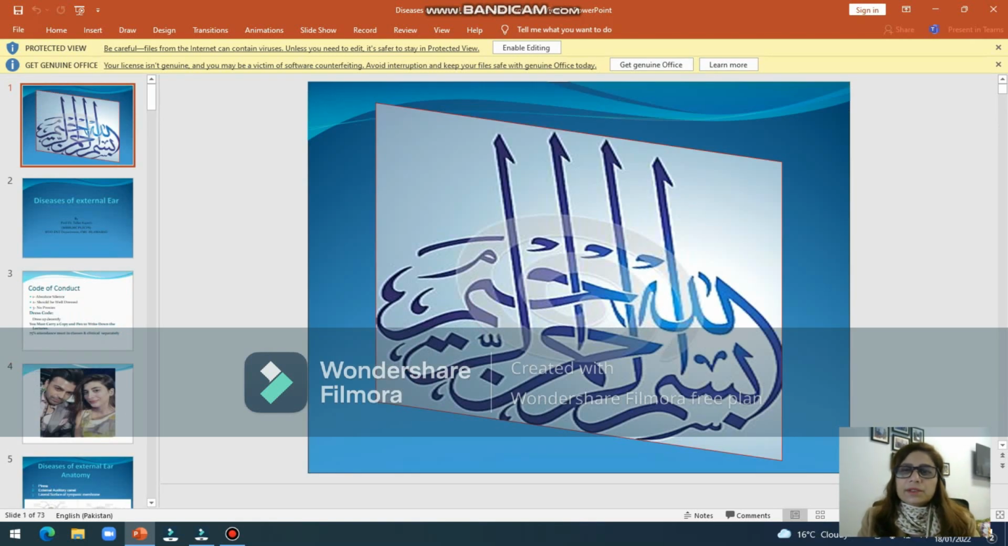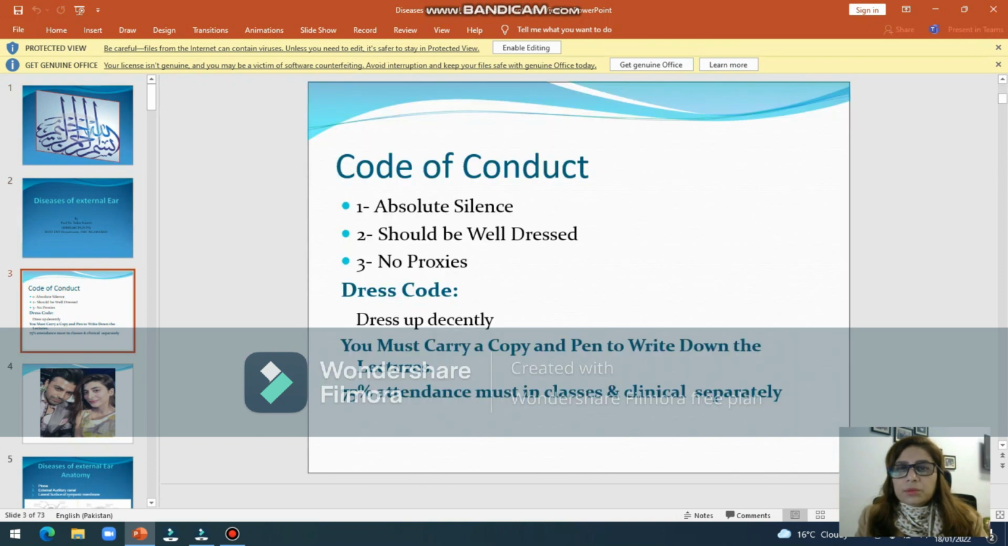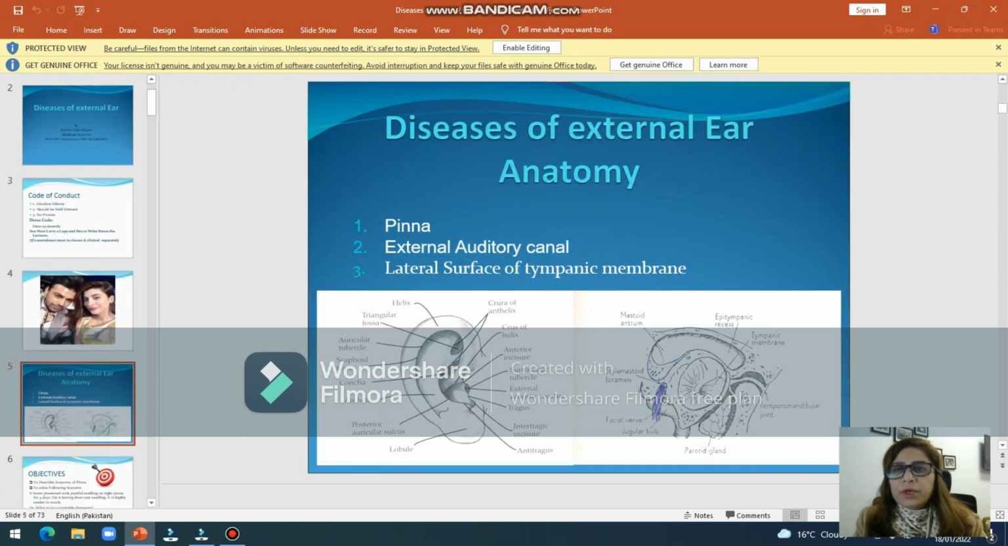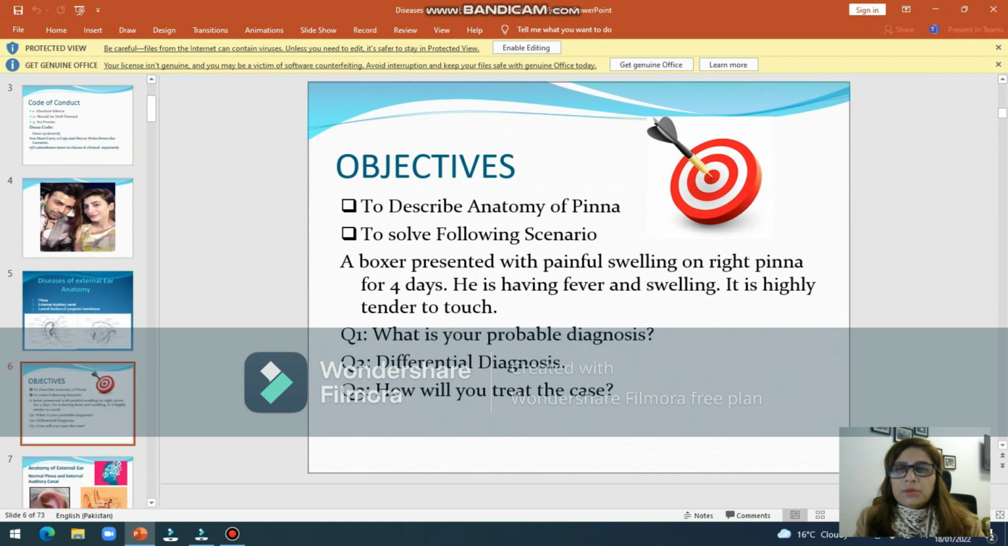Bismillahirrahmanirrahim. Today we will discuss the anatomy of the external ear and pinna. So why is this picture here? Because this beautiful lady has multiple piercings in the cartilage of the pinna. This piercing can lead to severe chondritis, which is a very painful condition.